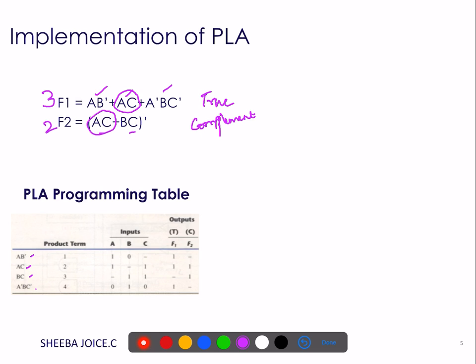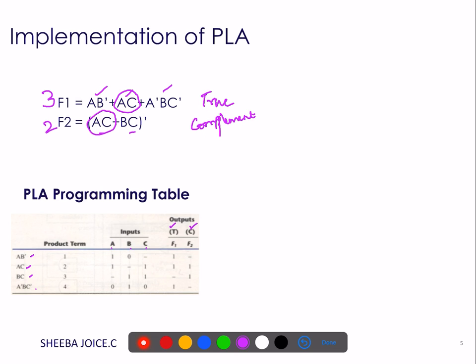Now we need to find the inputs. The variables for these functions are A, B and C. So I have got the inputs as A, B, C, which are the variables, and the function outputs F1 and F2. They are in the true form. Just now we saw F1 is in the true form and F2 is in the complement form. So I have represented that also here. And now we need to mention this 1, 0, blank.